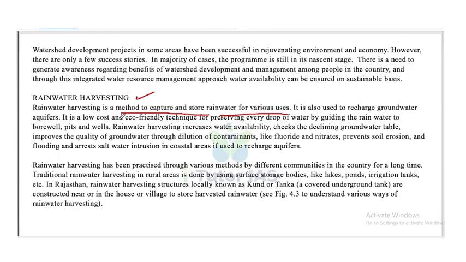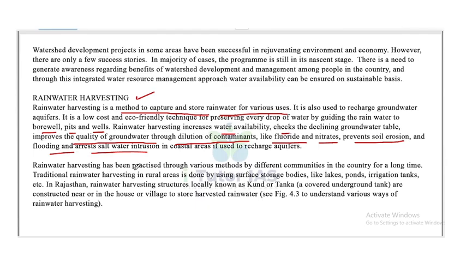It is a low-cost and eco-friendly technique for preserving every drop of water by guiding the rainwater to borewells, pits, and wells. Rainwater harvesting increases water availability, checks the declining groundwater table, improves the quality of groundwater through dilution of contaminants like fluoride and nitrates, and it also prevents soil erosion and flooding and arrests the saltwater intrusion in coastal areas if used to recharge aquifers. So these are some of the uses of rainwater harvesting.